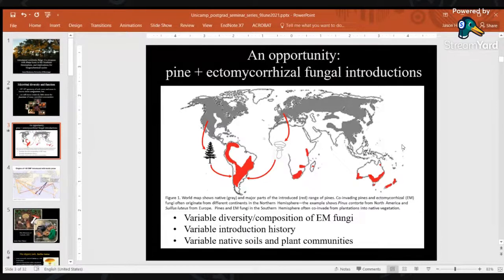There's also highly variable introduction history in terms of the timing, where these introductions came from, where the pines came from, where the fungi came from, and also a great deal of variation in the types of soils and plant communities into which these introductions are taking place, ranging from mountain grasslands to shrublands to ectomycorrhizal forests and arbuscular mycorrhizal forests.